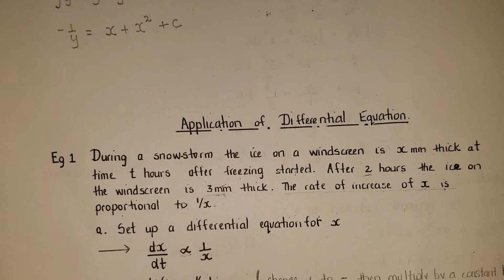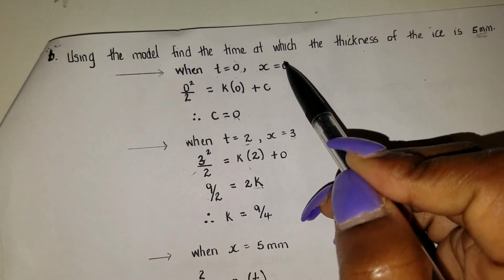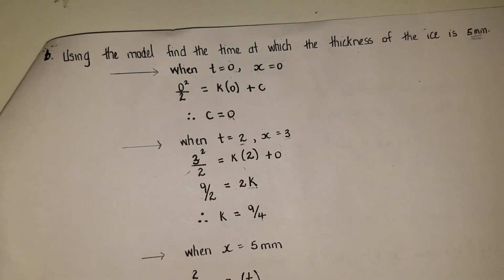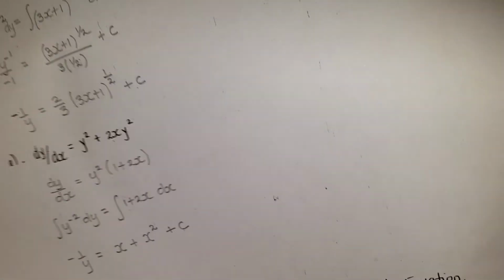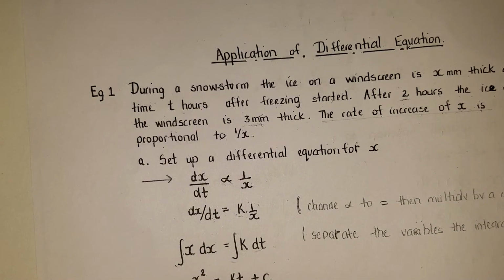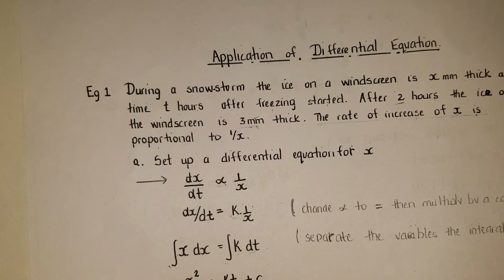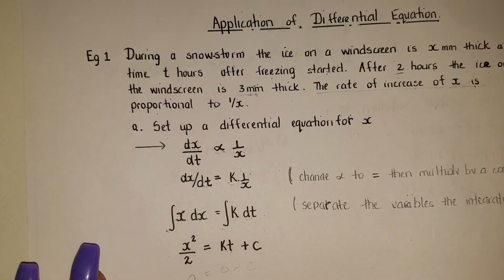So when no time has passed, meaning when T is 0, there is no ice on the screen. So we will start with that. When T is 0, X is 0, and we will plug these values into the differential equation that we had. So this is our differential equation. We're going to plug T equals 0 and X equals 0, and that will help us to solve for C. So here, 0 squared over 2 is 0. T is 0, so 0 times K is also 0. So therefore, our C is 0 as well.